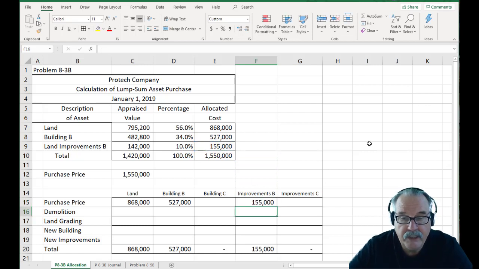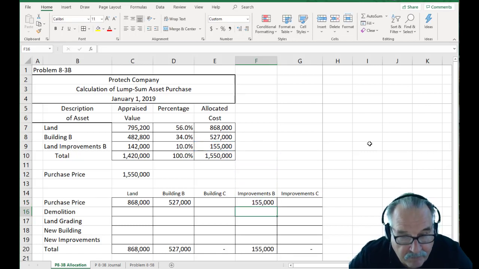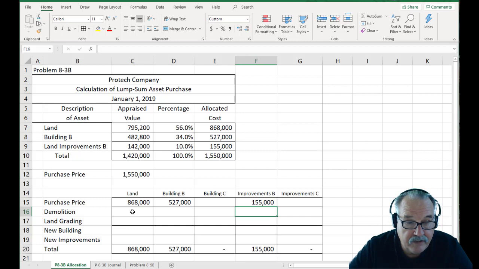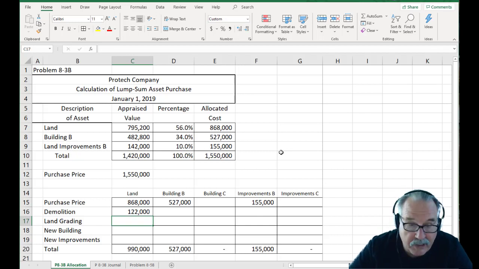So what happened is we bought this land and we built another building. So one of the things we had to do, we had to demo some structures or something that was there. We paid $122,000. That goes as part of the land. Then we had to grade the land. That means we had to bring in some big equipment and smooth the land so that it was flat enough to be able to build a new building.